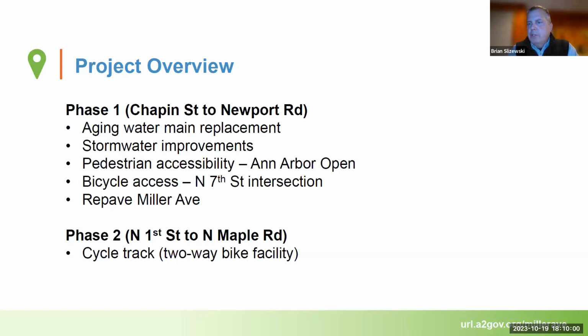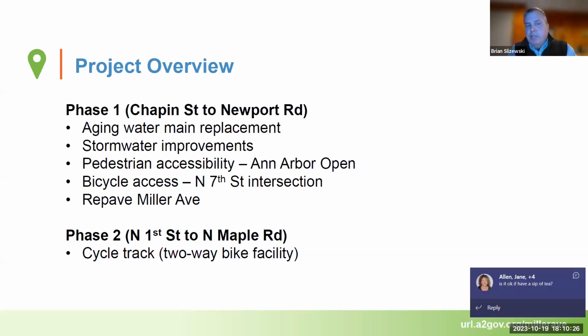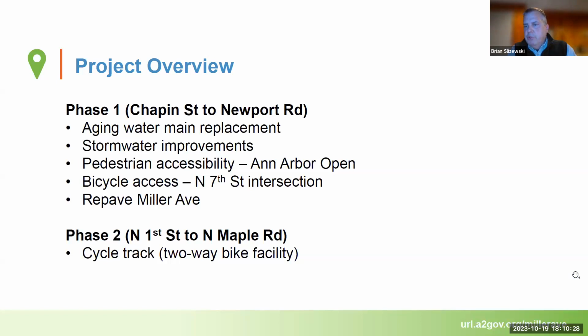So far, all the cycle tracks that have been constructed are really the downtown network. And there is a cycle track on Catherine that extends up to First. So the other component of this project will be to extend that cycle track. It's a two-way bike facility, extending that from First Street through the phase one project area all the way to Maple Road. So that's a real quick overview of what the project is involving.